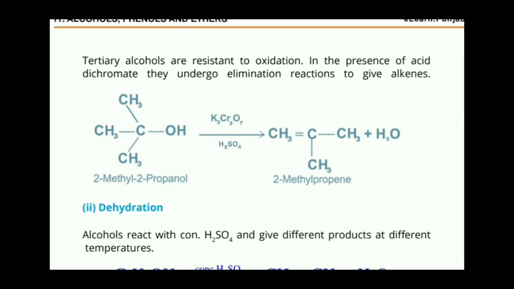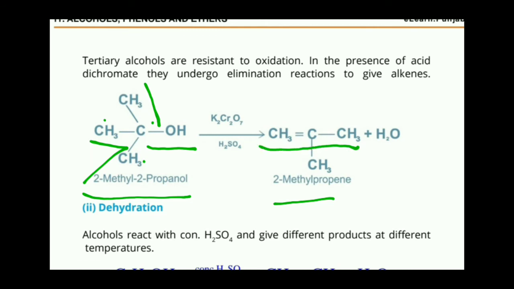So this was 2-methyl 2-propanol. How? First, select the longest chain. Let this be the longest chain, 1, 2, and 3. Second carbon carries hydroxyl, second carbon carries methyl. So 2-methyl 2-propanol, because there are 3 carbons in the long chain. Coming to this one, select the longest chain. The longest chain has to be this one, which is propene, because it has 3 carbons in it, and at second carbon methyl is attached, so 2-methyl propene.